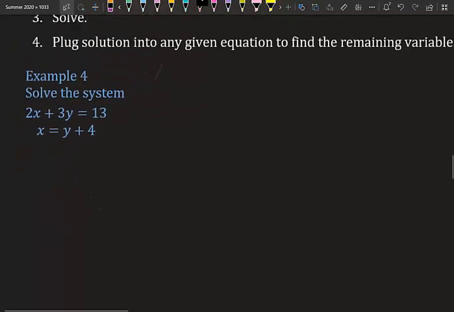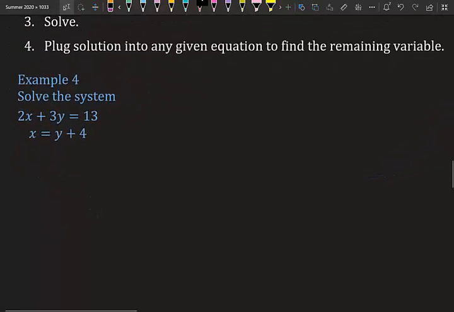All right, so our first step is to solve for one variable in an equation. So first, look, do you have that? Do you have y equals or x equals? We do. We actually do have that. It states x equals y plus 4. So that was step 1.